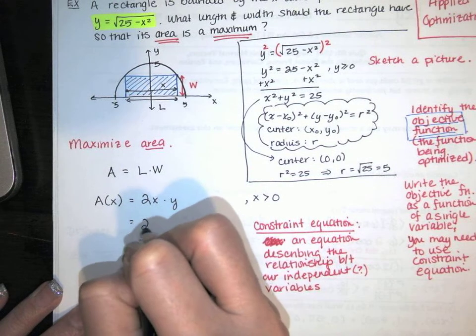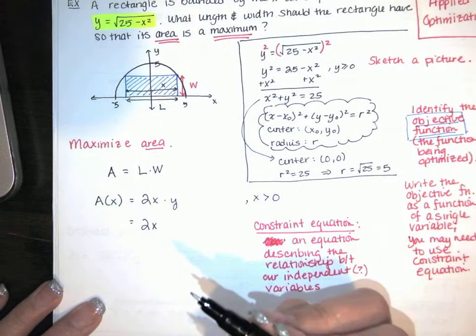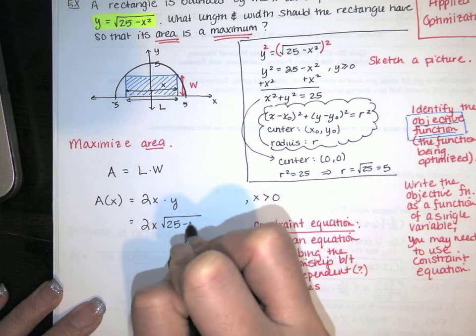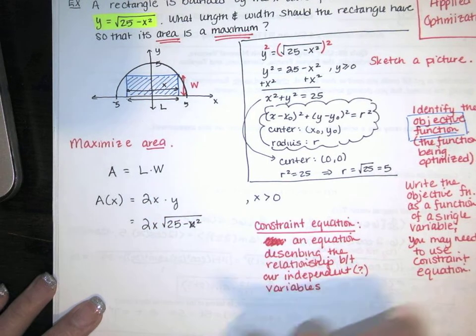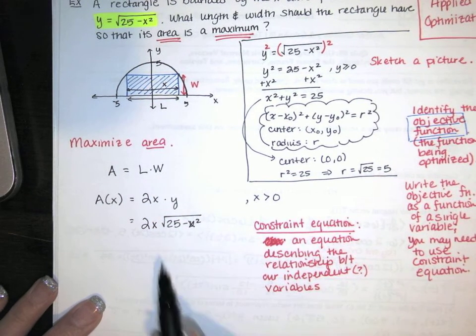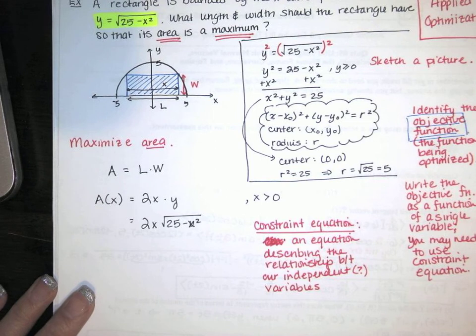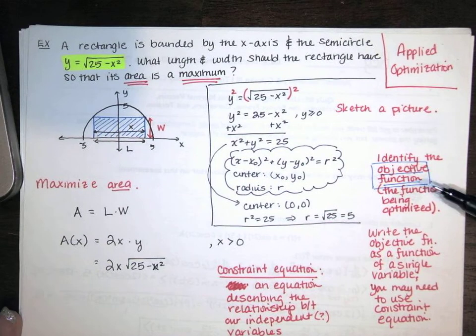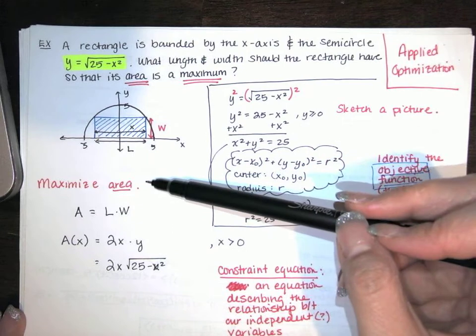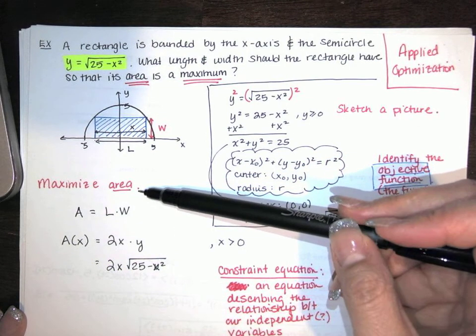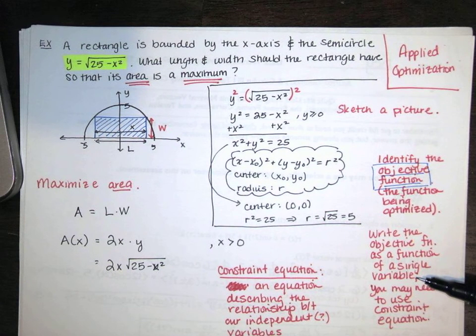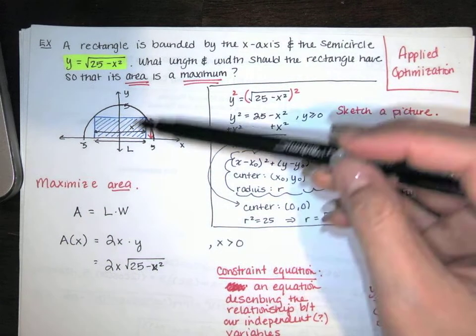Okay. So we replace y with whatever it was in terms of x. Y is the square root of 25 minus x squared. And now my area function is a function of one variable only. Okay, so what did we do? We drew a picture. We identified the objective function. We're told to maximize area, so we know we're finding that. And then we had to write the objective function as a function of a single variable. I used my picture a lot.